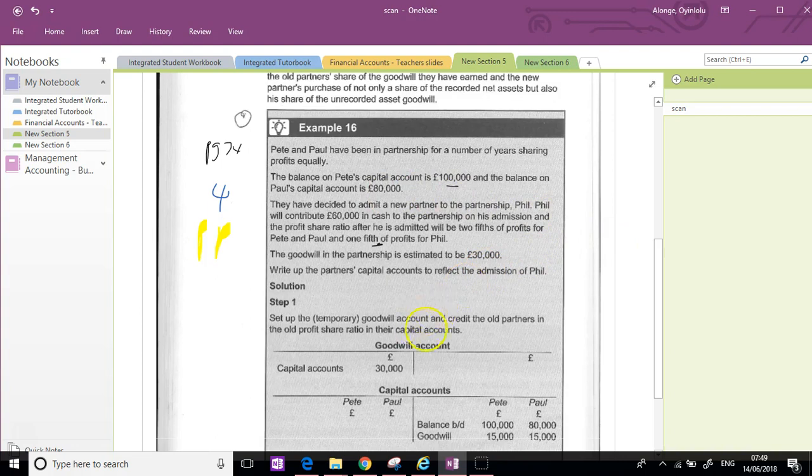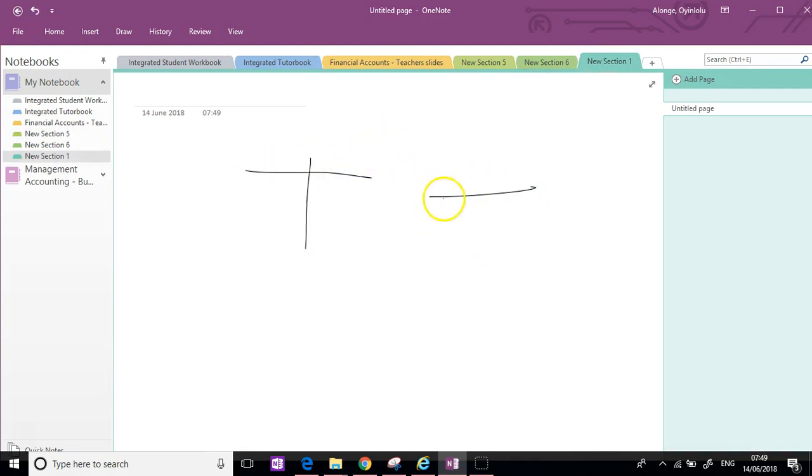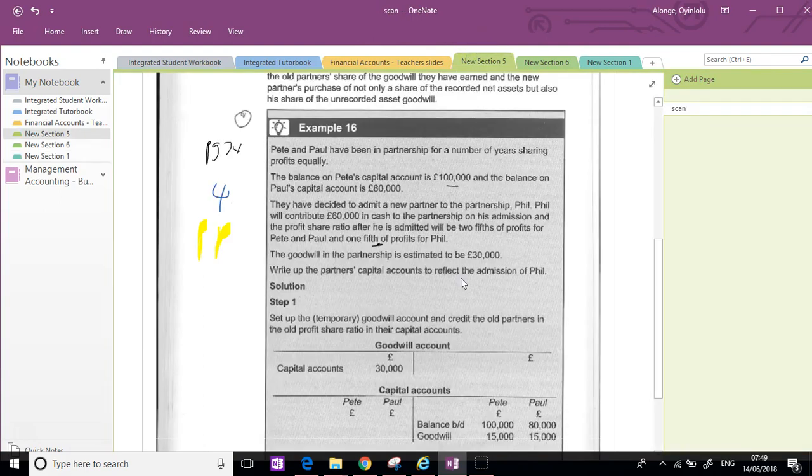So what you see straight away is, I'm just going to create another sheet here and keep flicking between the two. They tell you what their capital accounts are. So you have Pete and Paul and their capital accounts, which are on the credit side. Let's go back to see that here: 180,000 on the credit side.